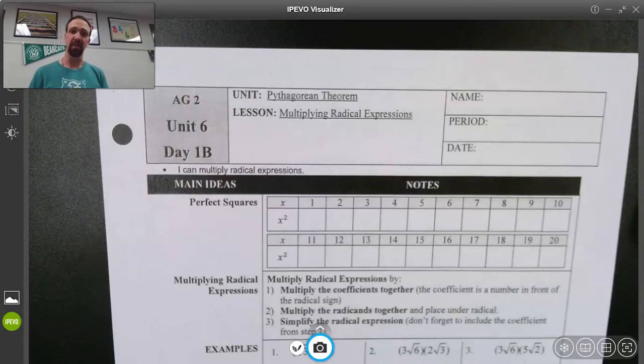This set of notes talks about multiplying radical expressions. In the previous one we were just talking about simplifying. Now we're going to be multiplying.